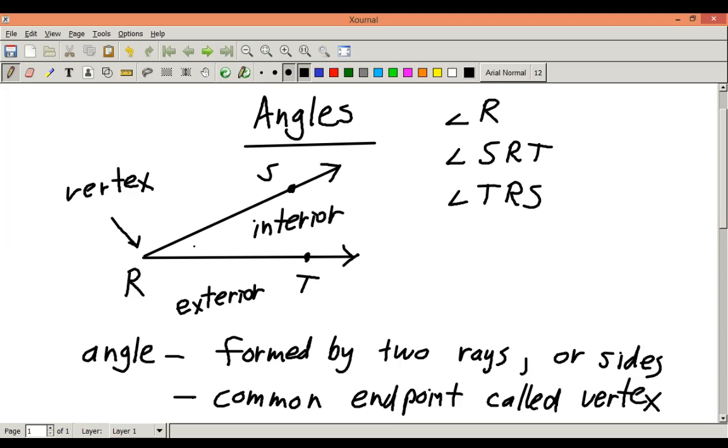Sometimes we'll see numbered angles. So let's say we got the number 1 inside there. We could also say that's angle 1. So those are different ways to name an angle.